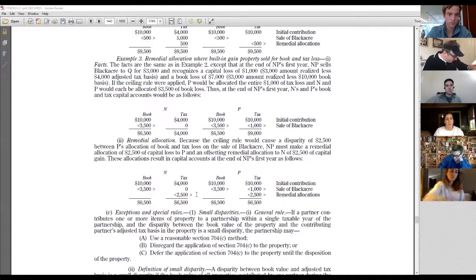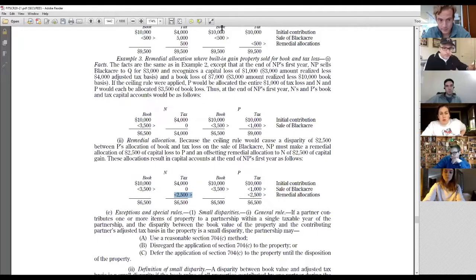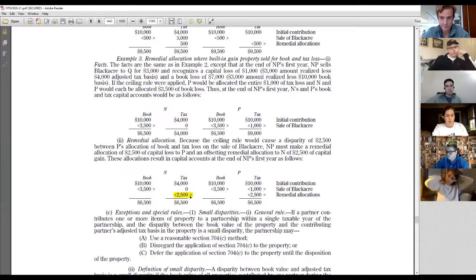Let me just tell you something, note here, you should annotate this. There's a mistake here. This is in the CCH. It's not even the abridged version. It's in the actual regs. So the abridged version just copies exactly what's there, but that shouldn't be negative. That should be positive. So N is getting an offsetting allocation of capital gain. It's not reflected correctly here. They get it right here. Just a typo.